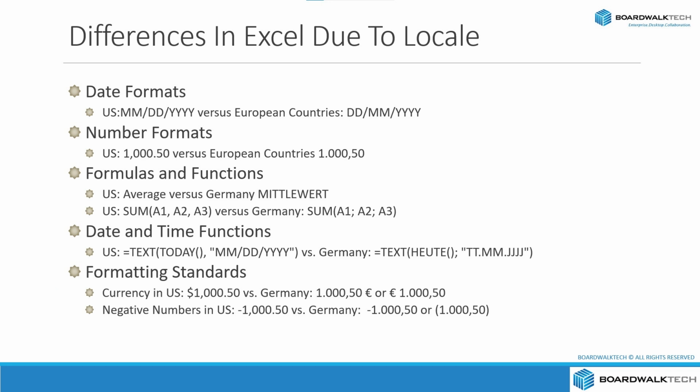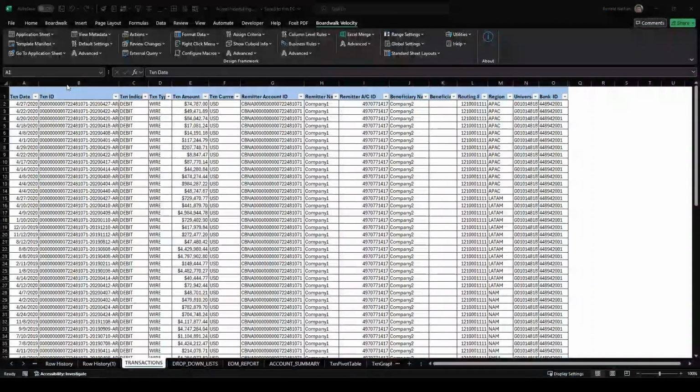These differences mean that if a spreadsheet created in the US is opened in Germany, or vice versa, the formulas and functions might need to be adjusted to match the local conventions. In Velocity, we can configure these type of columns as locale dependent, which takes care of the conversion or representation of data in the user's workbook.